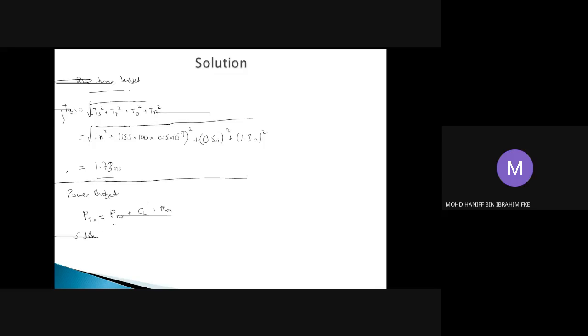Okay, I bring the receive power to the left hand side. So minus the receive power will be negative 40 dBm, which is the sensitivity. And for the channel loss, it consists of a few components. The first one is due to the attenuation. So we have 0.25 dB per kilometer, multiplied with the length, which is 100 kilometer. So this is 0.25 dB per kilometer times 100 kilometer.